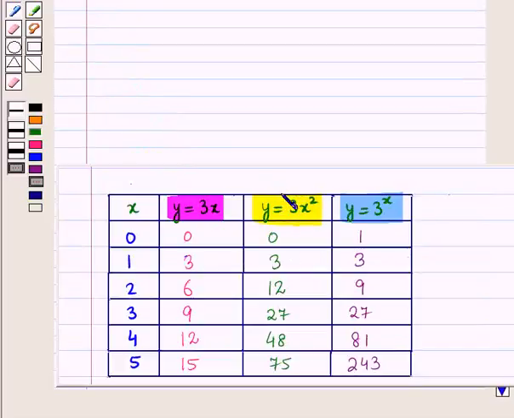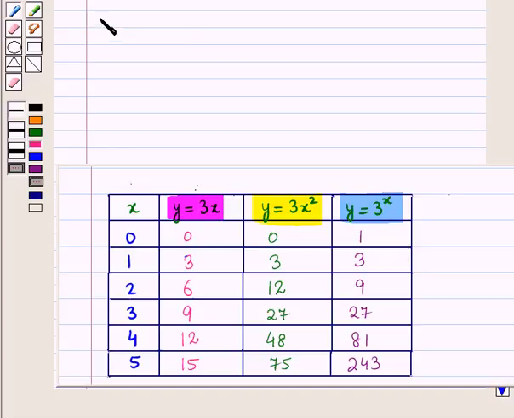Now in the column of quadratic function, you can see the values are increasing at a higher rate than the values in the column of linear function. In the linear column, when x is 3, y is 9, but in the quadratic column, when x is 3, y is 27. So the values are increasing at a higher rate. Now in the column of exponential function, the values are increasing at a very high rate than the values in these two columns.